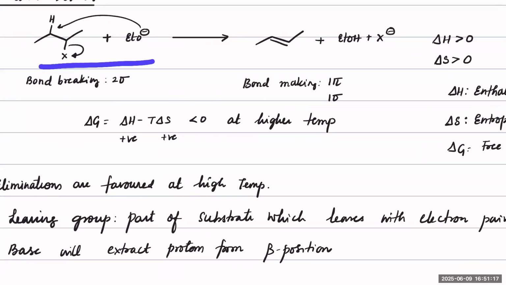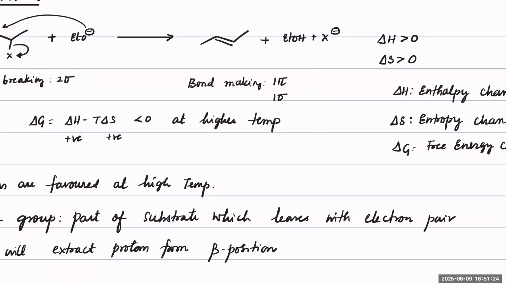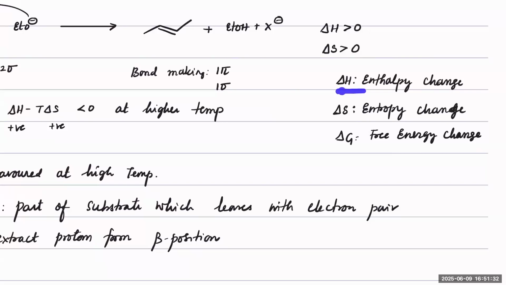Next, if you have two molecules and I'm getting three molecules as a product, which means overall the number of particles are increasing, which means the entropy of the system is increasing. So I can say delta S of the reaction is greater than 0. So enthalpy change is positive, entropy change is positive.